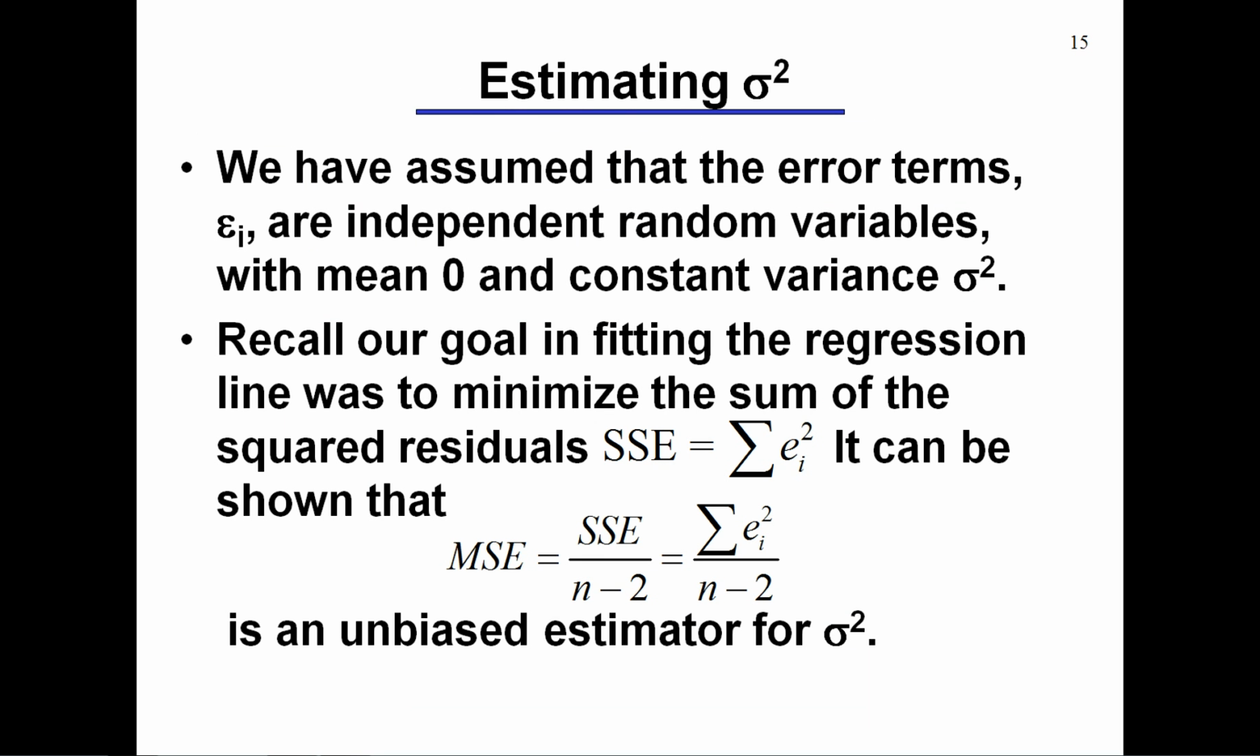Well, it turns out that mean squared error, which is the sum of squares error divided by n minus 2, and we divide by n minus 2 in this case because we are estimating two parameters in our simple linear regression model. It turns out that mean squared error is an unbiased estimator for sigma squared. That is, the expected value of mean squared error is sigma squared. And so it's a very good placeholder for sigma squared.